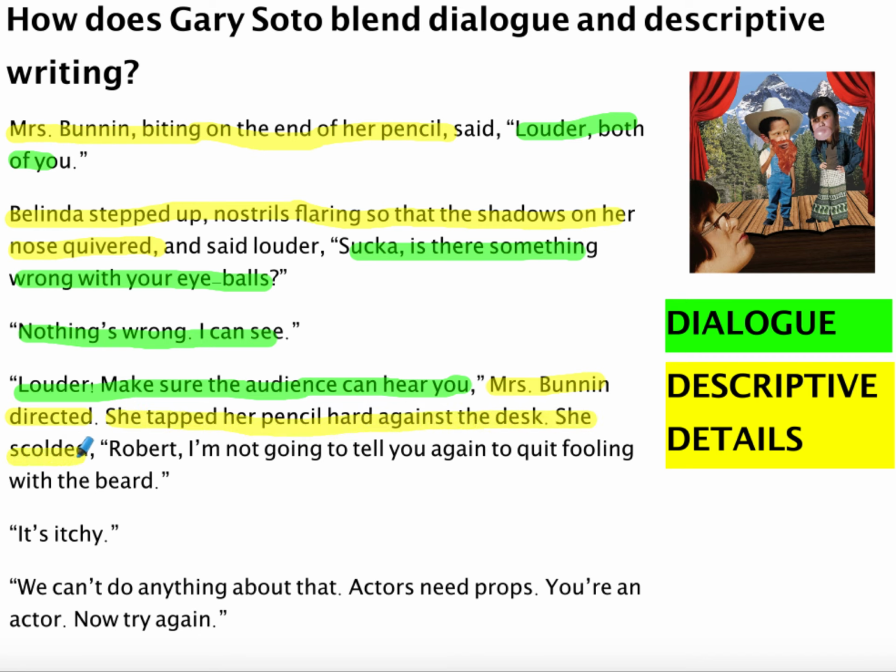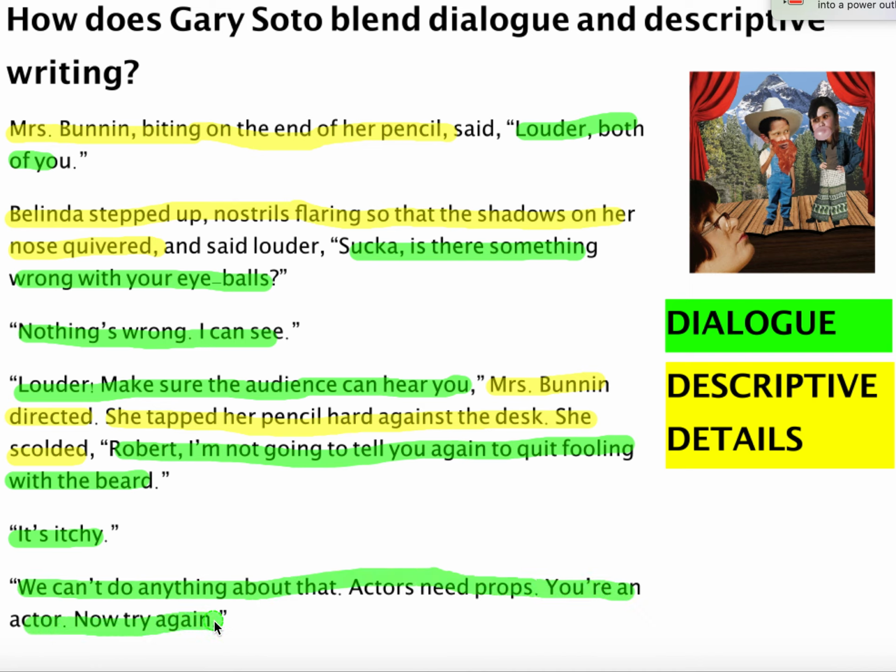She scolded. "Robert, I'm not going to tell you again to quit fooling with the beard. It's itchy. We can't do anything about that. Actors need props. You're an actor.